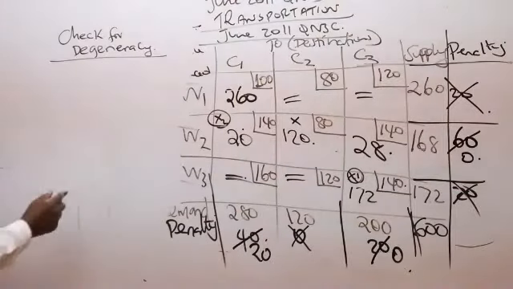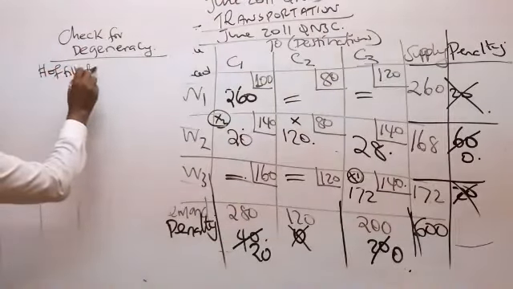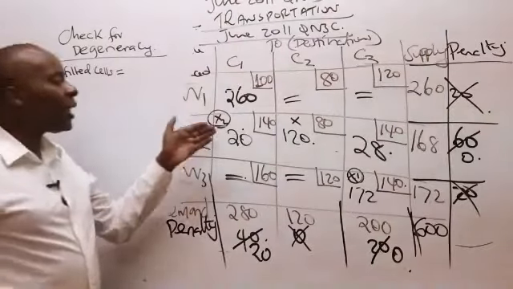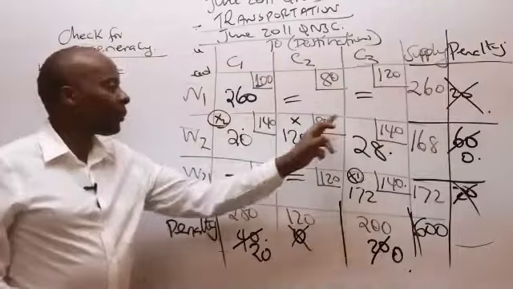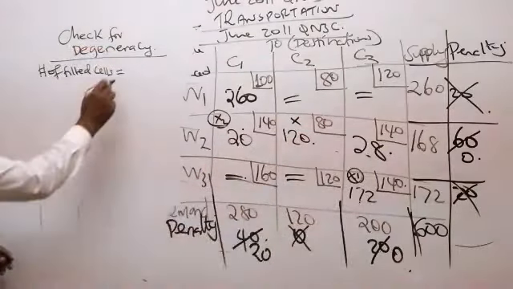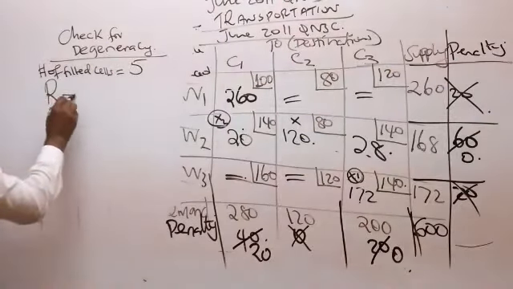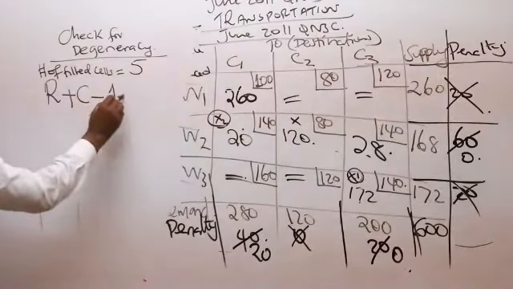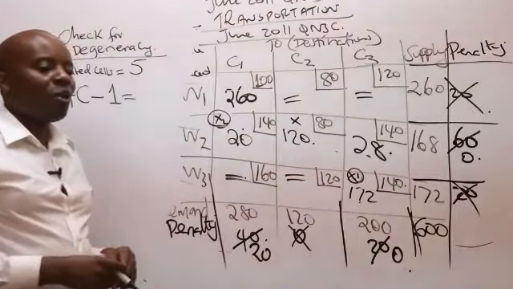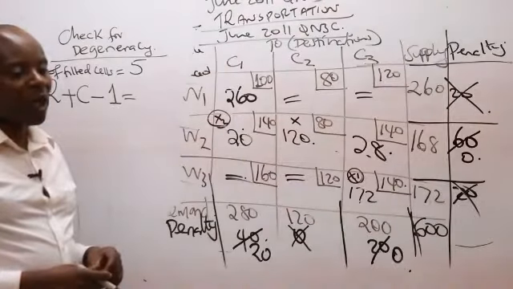Then how do we check for degeneracy? Ladies and gentlemen, what we shall do is look for the number of filled cells. So could you kindly count for us? How many cells are filled up? 1, 2, 3, 4, 5. Number of filled cells are 5. Then we will compare this with rows plus columns minus 1. It's a rule. Rows plus columns minus 1.